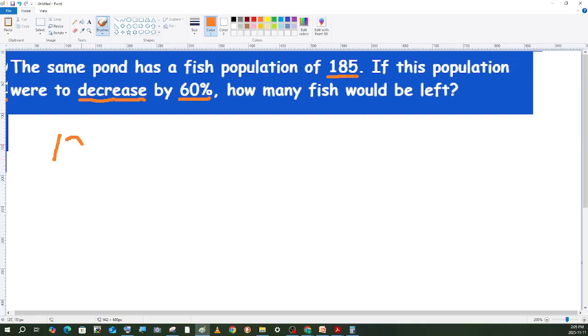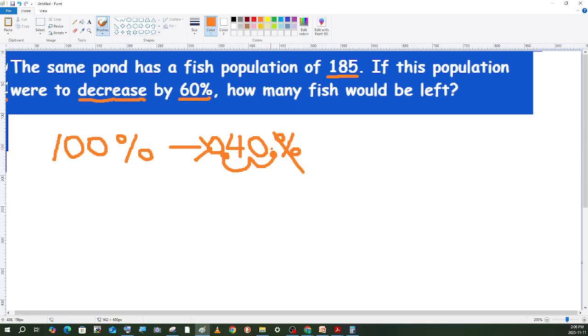So we're going from having 100% to having 60% less. 100 minus 60 is 40%. And 40% as a decimal, if we do our little decimal trick, we find out really quick that it's going to be 0.40. So to find out how many fish are left, we're going to go 0.4 times that by the fish population of 185.